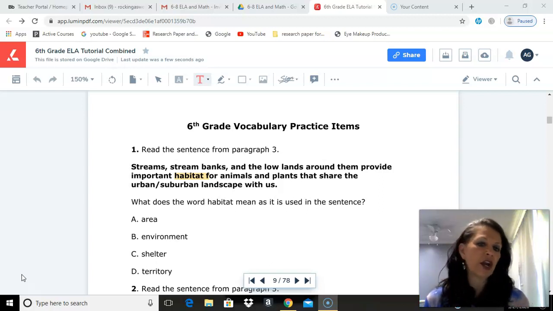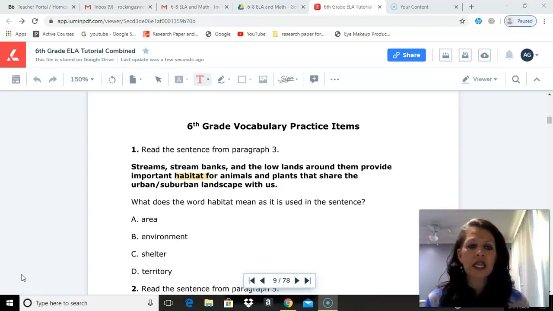Doesn't matter if it's in the urban areas or suburban landscape with us, but what do they get? What is a habitat? Because it's made up of streams, it's made up of stream banks, the lowlands, and everything around it, basically. So then, as I talked about, there's two answers that are very similar.